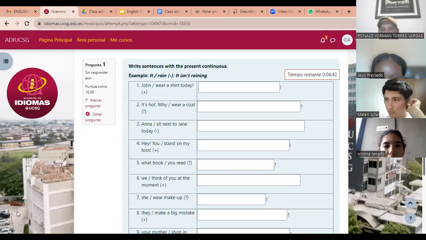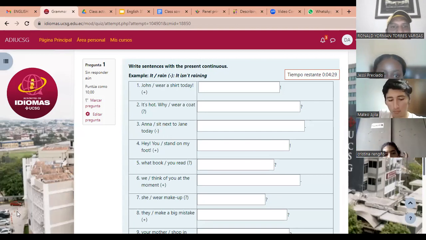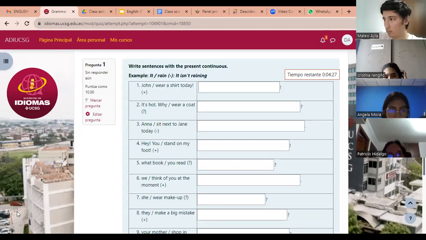Ronald. It's a question. Es pregunta. It's hot. Hace calor. It's hot. And then he has, why it has wearing a coat. If it's hot, why wear a coat? So what is it missing? Why wearing a coat? Why?